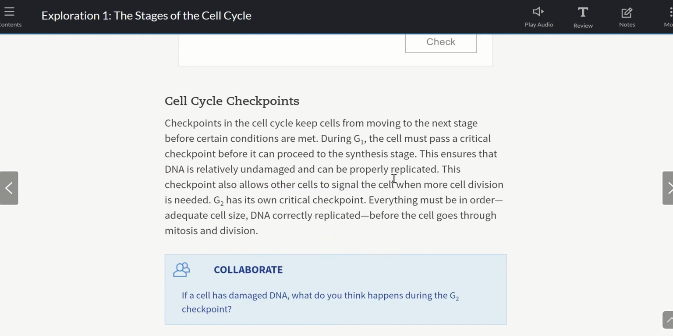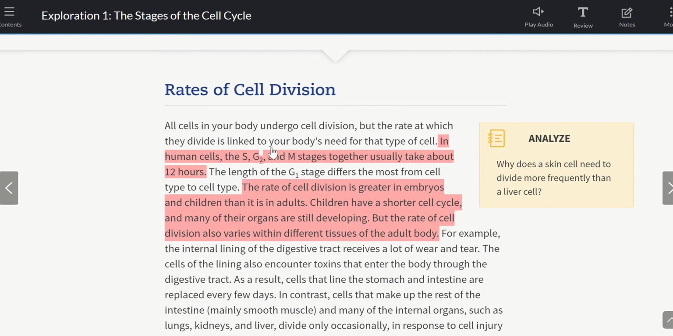So now we're talking about the cell cycle checkpoints. We have G1, we have S phase, and then we also have G2 as another checkpoint. When we talk about the rates of cell division, we're talking about how fast it will work. And it says in human cells, the G1, S, and G2 typically takes about 12 hours.